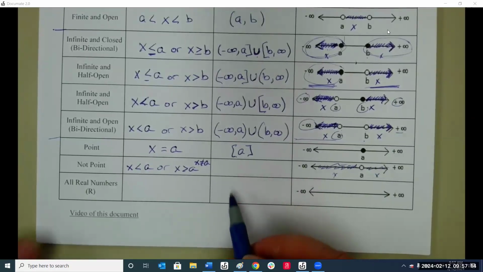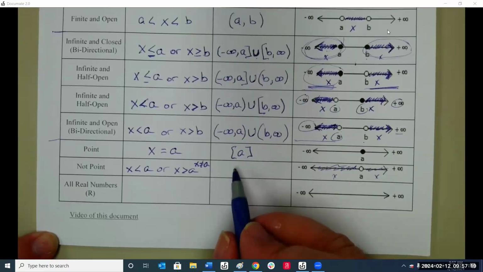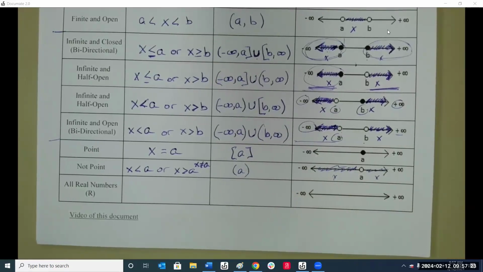And how would you use it in interval notation? In parentheses, yeah. Not A. We don't want that one.